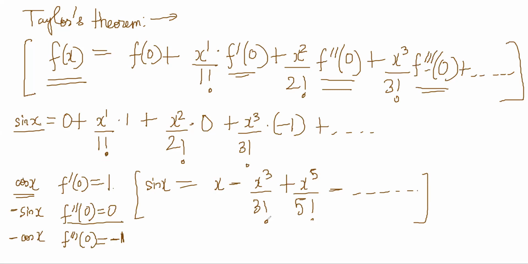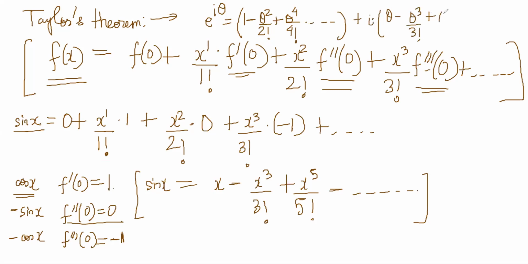This is e to the power minus 1 minus x. So earlier when we had written e power i theta, that series was coming as 1 minus theta square by 2 factorial plus theta power 4 by 4 factorial, and so on, plus i times theta minus theta cube by 3 factorial plus theta 5 by 5 factorial, and so on, right? So clearly, if I put theta instead of x, this is sine theta, right?